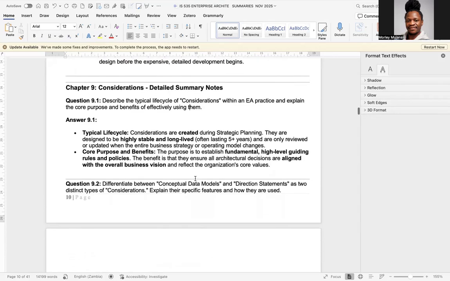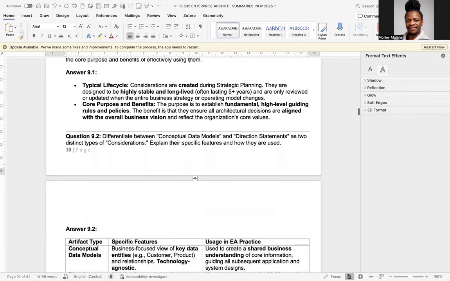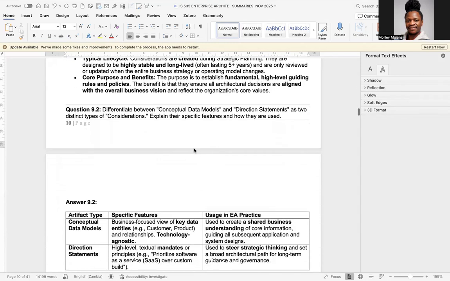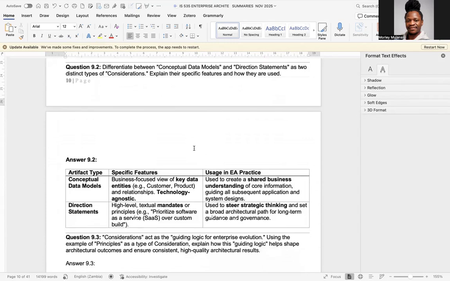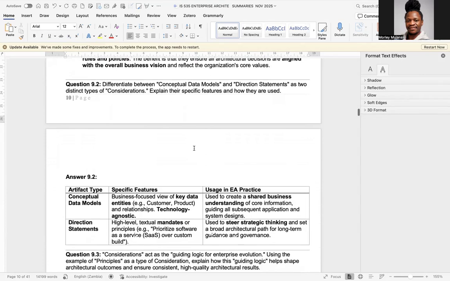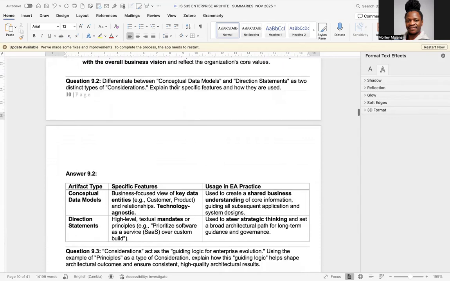Okay, we can look at the next one, which is to differentiate between conceptual data models and direction statements as two distinct types of considerations. Explain their specific features and how they are used. So conceptual data models and direction statements. Two common types of considerations.